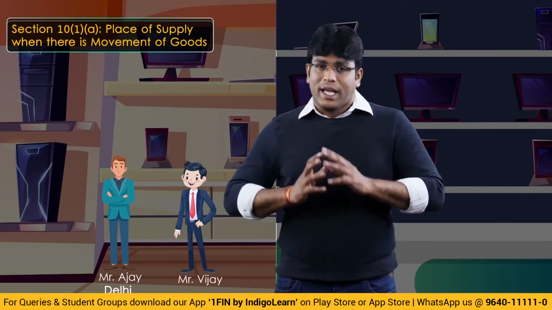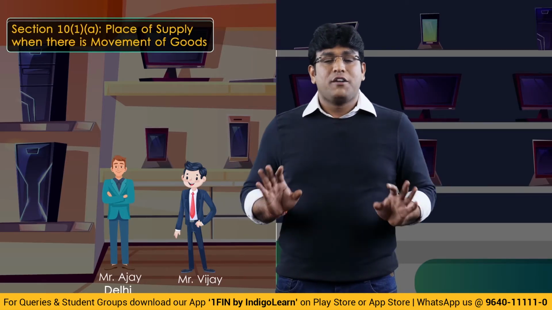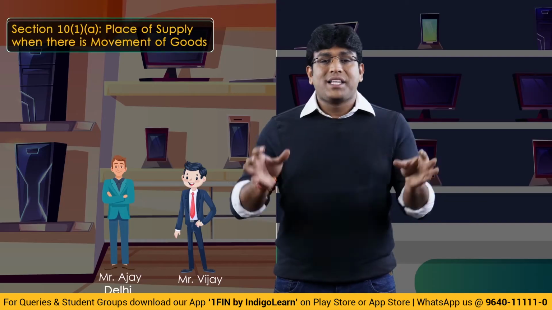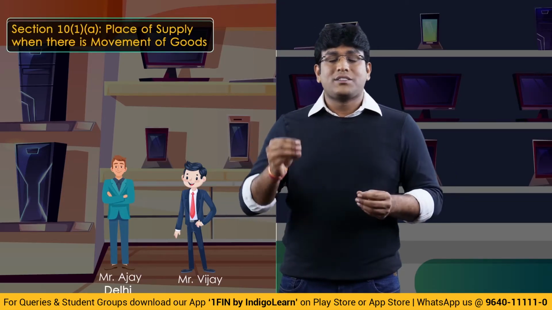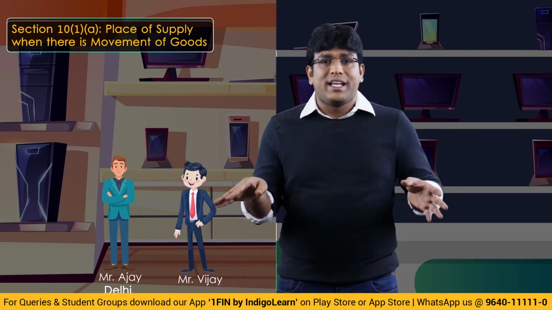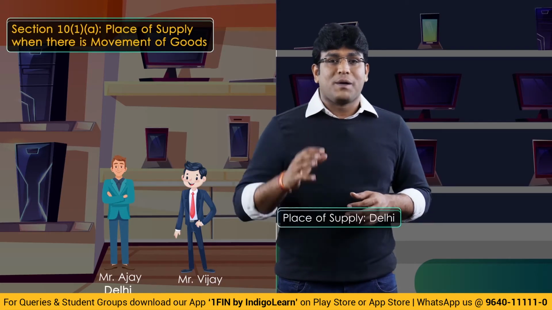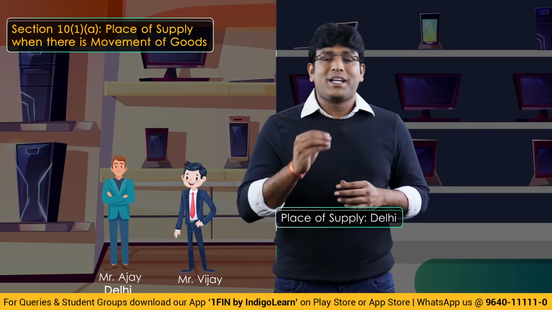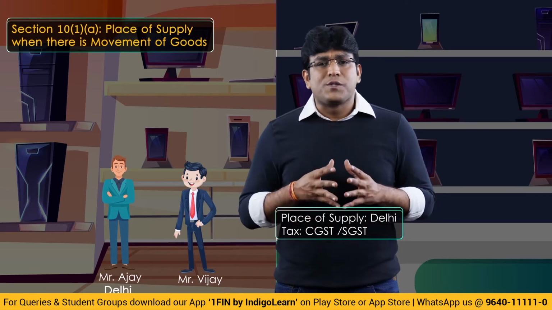Now let's say, for example, another situation. Vijay of Karnataka himself went to Delhi, purchased goods in Delhi and took delivery in Delhi itself, and the contract between Ajay and Vijay terminated in Delhi itself. That means movement of goods terminated in Delhi itself. In that case, my dear friends, place of supply will become Delhi, and Ajay will charge CGST and SGST.